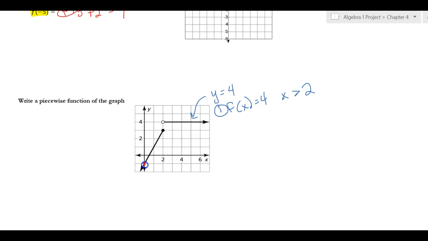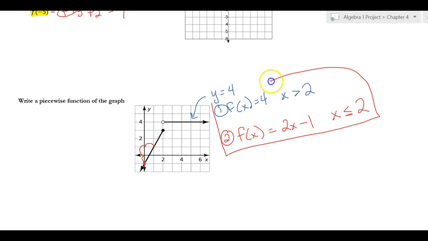The second one is over here. It crosses the y-axis at -1. So f of x is equal to something minus 1. Now I need to find my slope. And if you notice, I go up 2 over 1. So it's a 2x. And this one is to the left of 2. So it's x is less than 2. But because it's a closed circle, I underline it. And so that is my piecewise function. Okay? So remember, you just do one part at a time. You have to look at what function to use based on what domain number you're given.